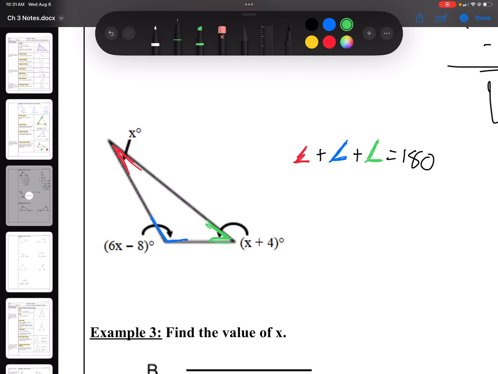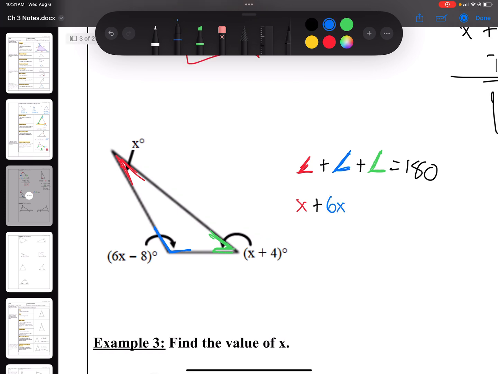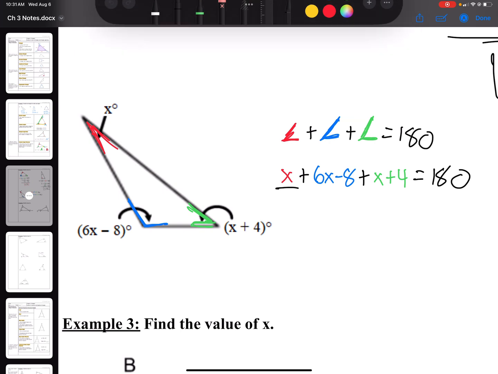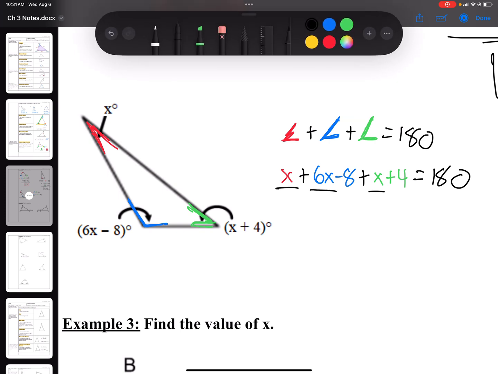So fill it in. How much is the red angle? x. Plus, how much is the blue angle? 6x minus 8. Plus, how much is the green angle? x plus 4. Now, it really doesn't matter what order you do that on the left. You should get the same answer in the end. Let's combine our like terms. x, 6x, and x. That will give me 8x. I have negative 8 and positive 4, which will give me negative 4.